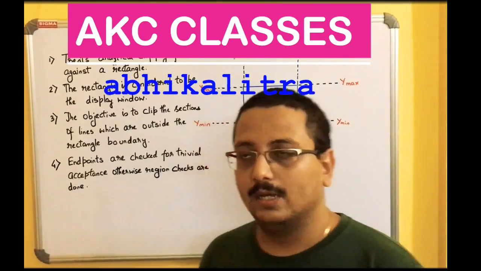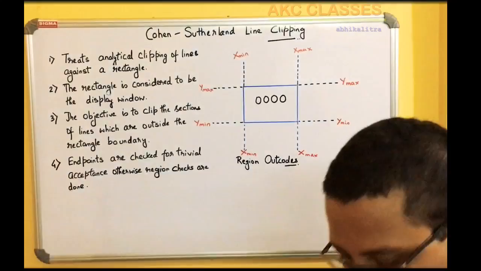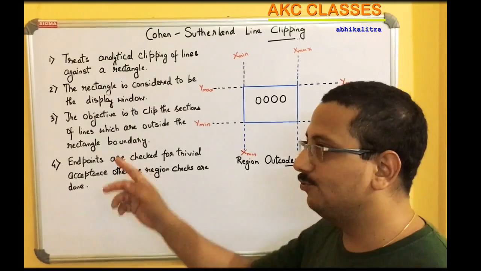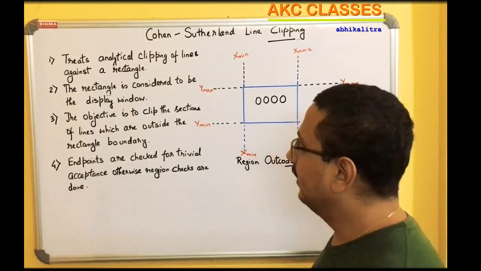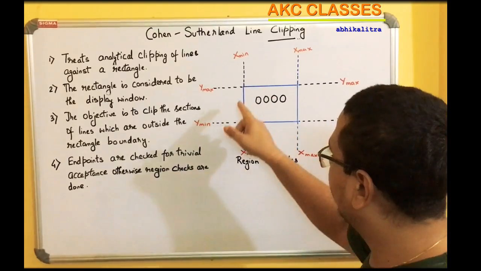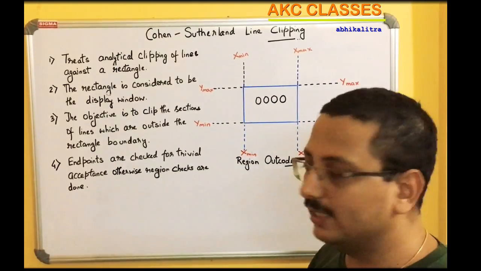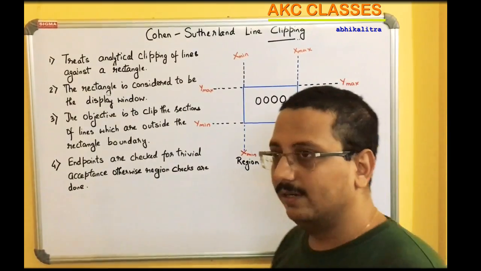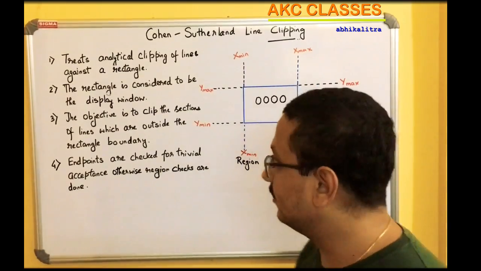Hello students, today we are going to discuss Cohen Sutherland line clipping. Now, this particular line clipping algorithm basically performs analytical line clipping against a rectangle, right? This rectangle is considered to be the display window. What is a display window? The display window is basically a viewing area of a computer display screen. That is what it is, right?